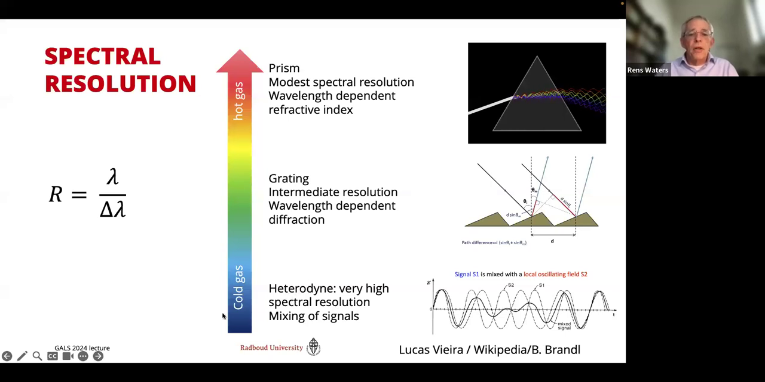And so that's very interesting if you, for instance, have cold gas like we saw in a planet-forming disk, where if we want to resolve the kinematics of that gas in outer disks, we need spectral resolutions better than a kilometer per second. Gratings are typically providing spectral resolutions in the order of a few hundred to a few thousand, or even a few tens of thousands if you have a very high quality grating. And prisms typically give a spectral resolution of 100 to a few hundred.